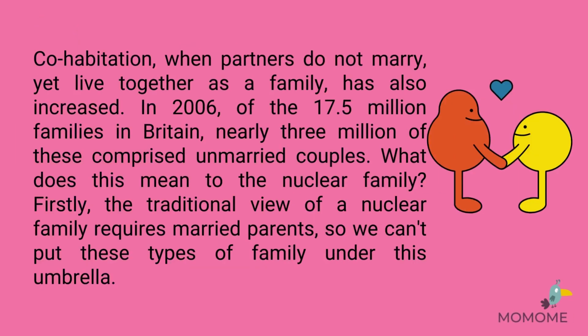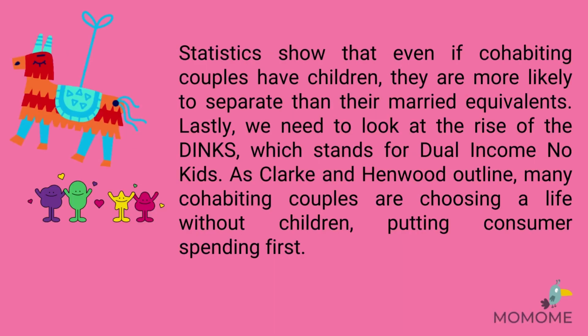Cohabitation, when partners do not marry, yet live together as a family, has also increased. In 2006, of the 17.5 million families in Britain, nearly 3 million of these comprised unmarried couples. What does this mean to the nuclear family? Firstly, the traditional view of a nuclear family requires married parents, so we can't put these types of family under this umbrella. Statistics show that even if cohabiting couples have children, they are more likely to separate than their married equivalents.